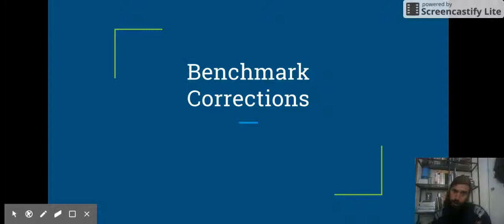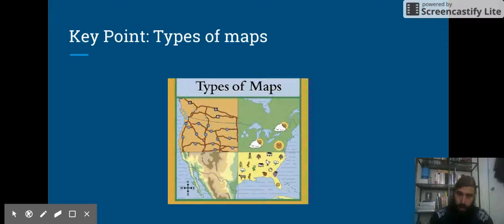We did not do very well on our benchmarks, but that's okay because we're going to review some key points that we need to know moving forward. And we're also going to correct our benchmarks. I'll give you instructions on how to do that so you can earn some of those points back for the questions that you missed. All right, so let's take a look.